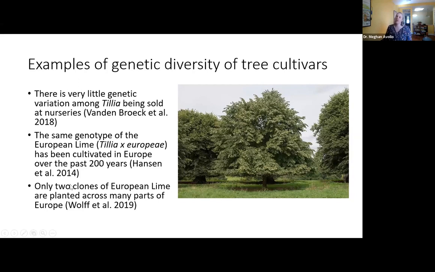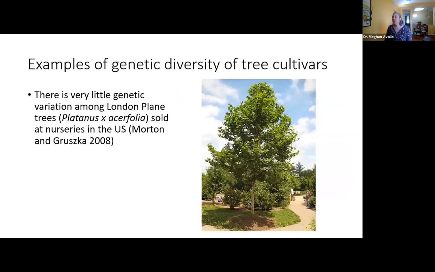Another study compared lime trees that are being grown across Europe, and they found that mostly just two clones are really being grown and bred. That would suggest that there's very little genetic diversity among the urban populations of the species. Here in the US, there's been a little bit of work done on the London plane tree. They found that there was much greater variation of clones being offered about 50 years ago than is being offered today. This suggests that a certain number of cultivars are now really of interest, are being very strongly propagated and sold, and it should be resulting in a loss of genetic diversity within this species.